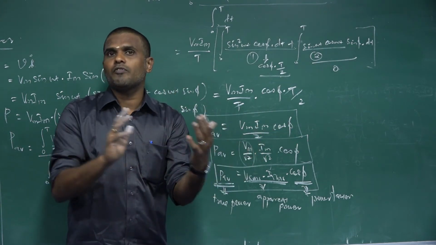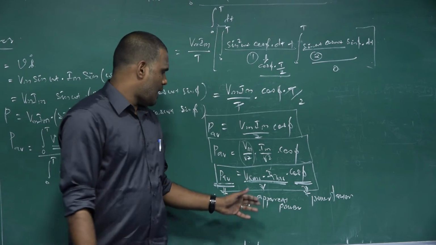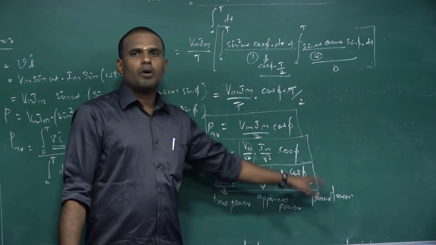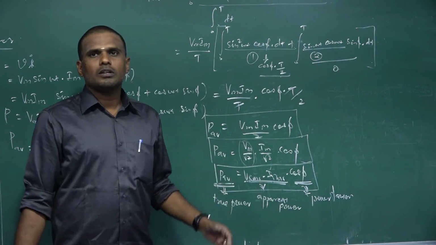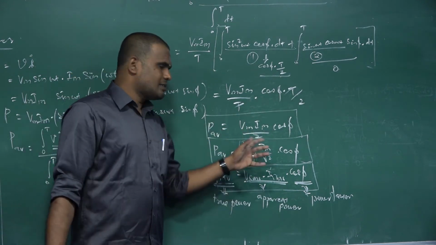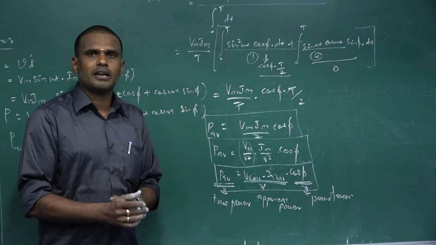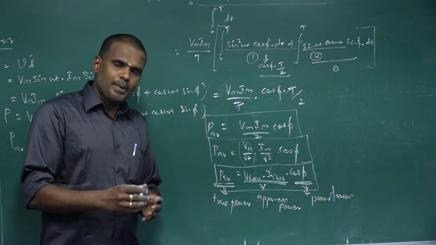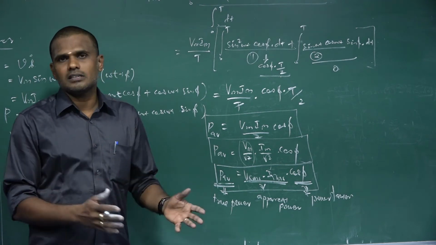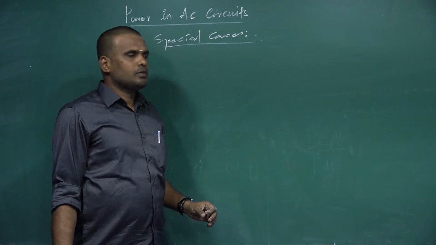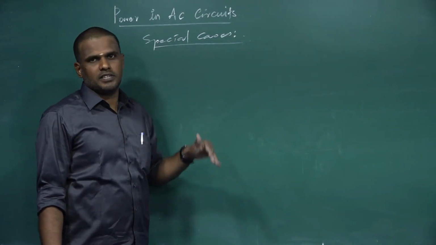It is the sum of wattful power and wattless power, the apparent power, which is represented as Vrms Irms. Cos phi is the power factor. We shall speak about the special cases related to this average power. What will be the average power consumed in a resistive circuit, in an inductive or capacitive circuit, as well as in a series RLC circuit, in a series resonance circuit? We shall check them out one by one.